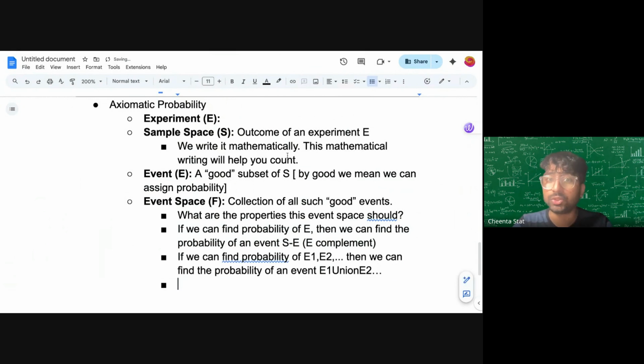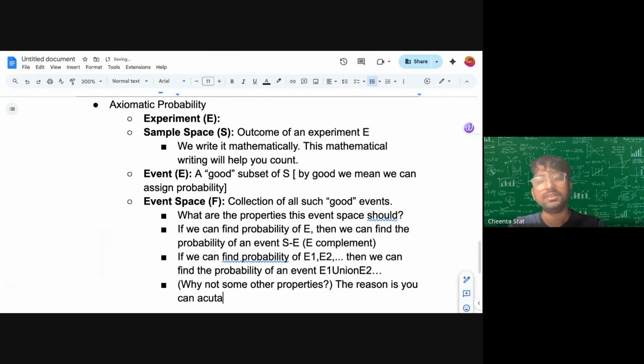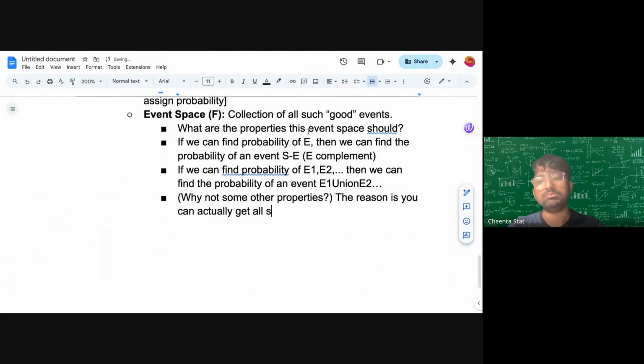Now the question that you should ideally ask is why not some other constraint? Why not some other properties? That's the most important question. The reason is you can actually get all good subsets using this. That's a part of what you will learn in measure theory.